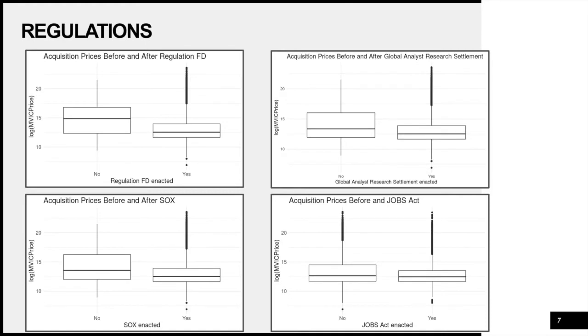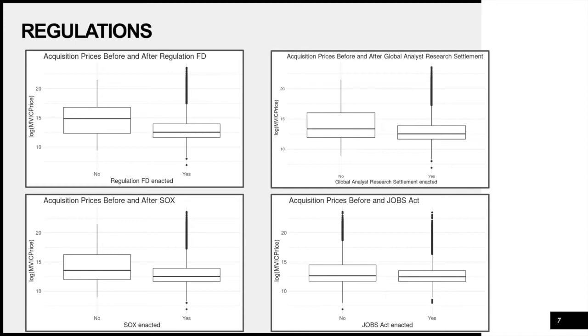Here we have 4 box plots representing the distribution of the transformed MVIC price before and after each regulation was enacted. These plots help us see if any of these regulations seem to have made a difference. The largest difference seems to be made by Regulation FD, which is odd as the regulation itself should have minimal impact.